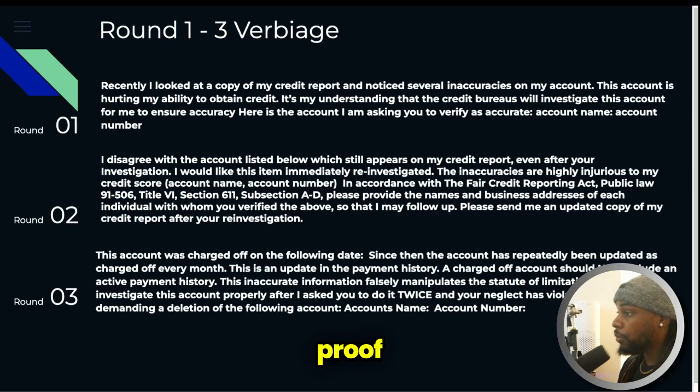The burden of proof is on the credit bureaus. You don't have to prove anything. Now, you do want to give examples of what's wrong to be able to support my inaccuracy claim, but you don't have to prove anything. The burden of proof is on them, which is why sometimes, occasionally, you'll get deletions from just round two. Because in round two, you're going to ask for the business address of each individual with whom you verified the above so that you can follow up.